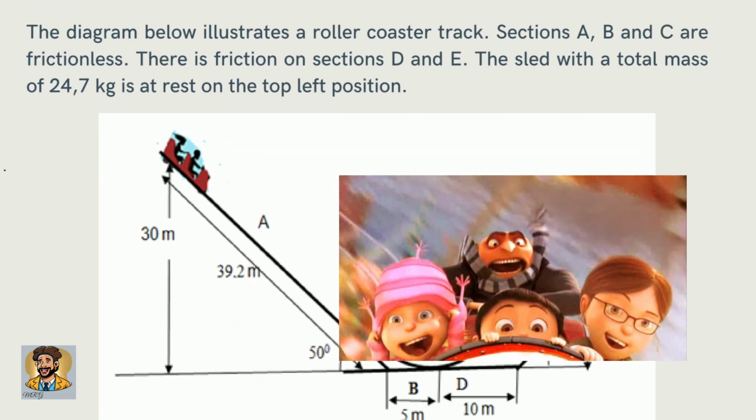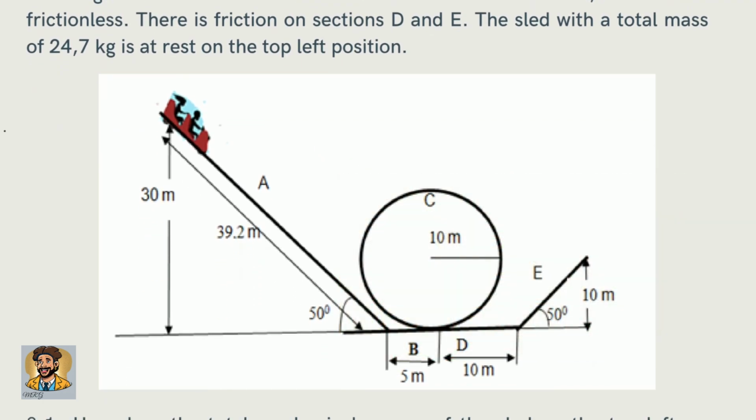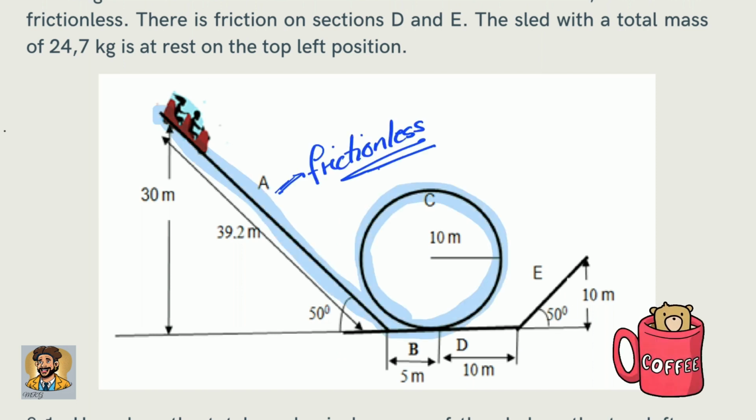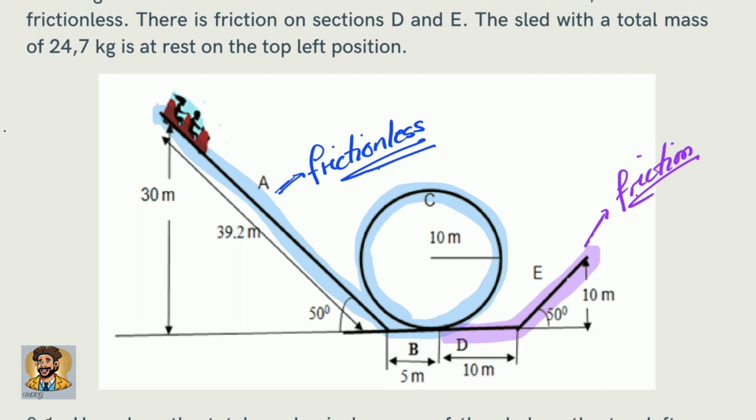So let's have a look at this roller coaster. They say sections A, B, and C are frictionless, but there is friction on sections D and E. The sled with the total mass of 24.7 kilograms is at rest at the top left. And this is some important data: the mass of this sled is equal to 24.7 kilograms. You have all the displacements, all the distances here on the roller coaster.